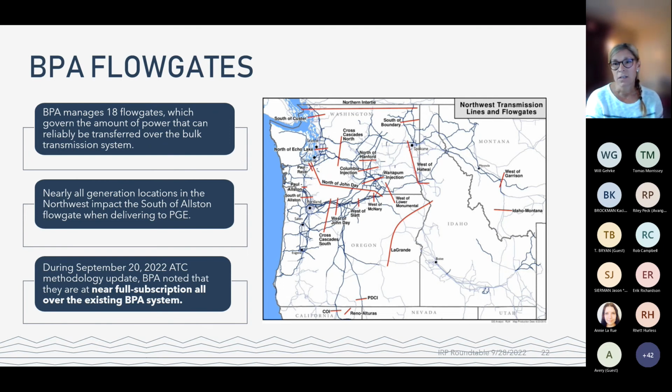As noted previously, and Jake Stevens spoke to this, nearly all generation that's located anywhere in the Pacific Northwest hits the south of Alston constraint. And pretty much there's zero ATC across that flow gate, and it's a commercially constrained issue today that's part and parcel to what needs to be resolved in order for us to meet our 2021 decarb goals. As has been mentioned a number of times, last week Bonneville held a meeting talking about ATC, and the system itself is nearly fully subscribed across a majority of the flow gates. And we'll go to the next slide.